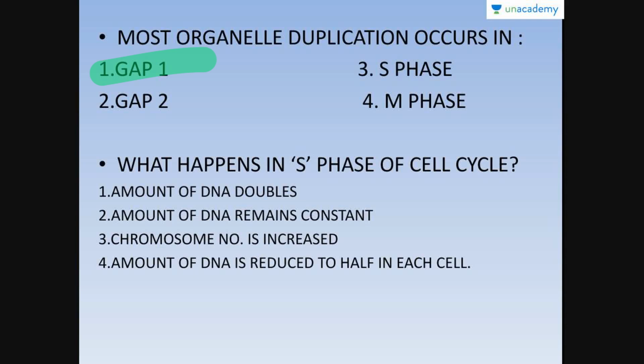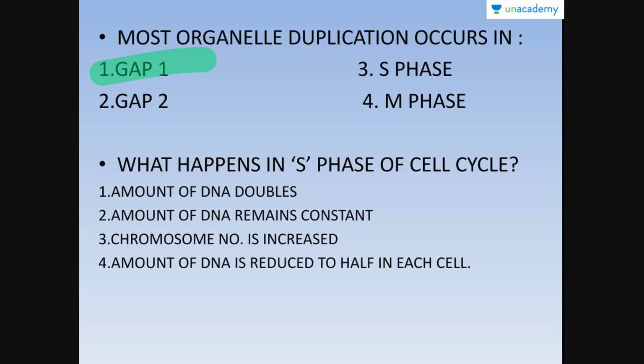Next, what happens in S phase of cell cycle? You have studied that replication of DNA happens in S phase, but the chromosome number just remains the same. So the options are: first, amount of DNA doubles; second, amount of DNA remains constant; third, chromosome number is increased; fourth, amount of DNA is reduced to half in each cell.